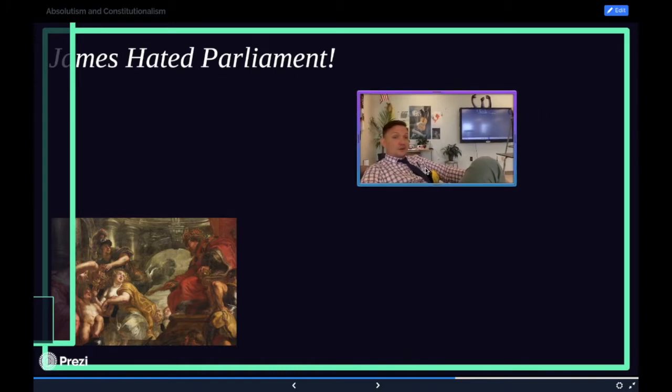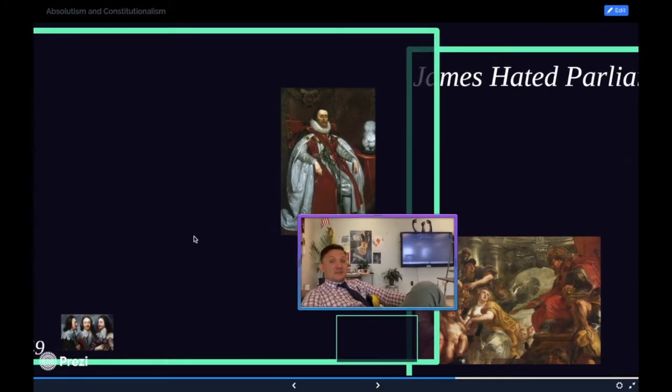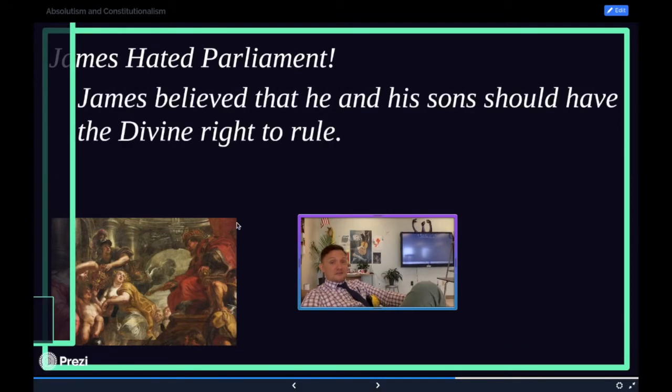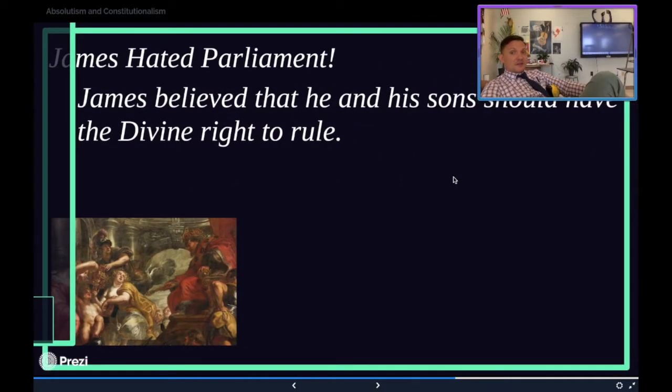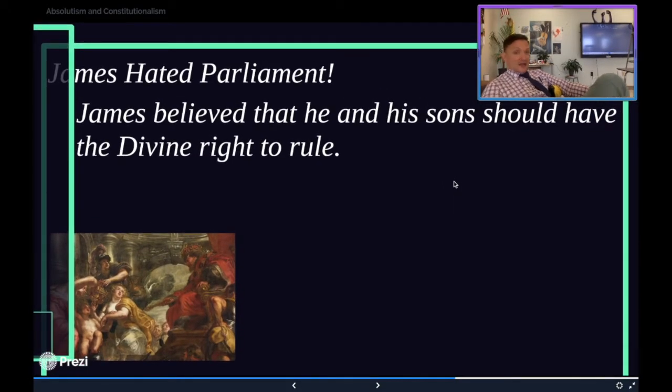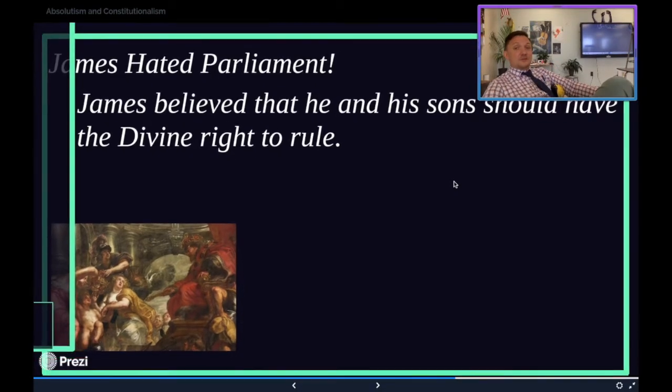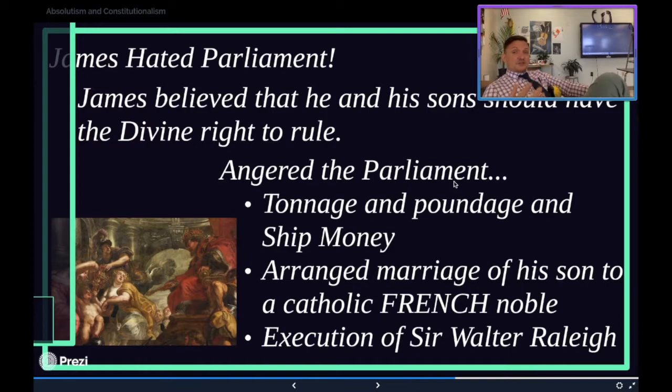Also, a big thing you need to understand is that James absolutely hates Parliament, right? Why does he hate Parliament? It's because he believes that him and his sons should have the divine right to rule, right? He does not want to address Parliament for anything. Right? He doesn't want to go to them. He does not want to talk to them. He wants to have as much money as he can get his hands on, and he wants to do whatever he wants to do, right? And he also angers Parliament repeatedly, because a big thing about it is he has no money, all right?